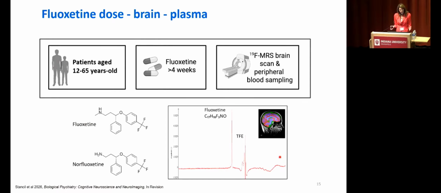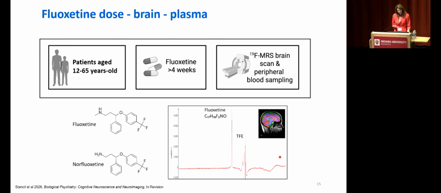So this is a study that we did both in adolescents and adults. We started first in an adult cohort to optimize methodology, and then we extended it to our adolescents between the ages of 12 and 21. All participants were on fluoxetine at a stable dose for at least 4 weeks to reach steady state. And they had a brain scan, peripheral blood sampling, as well as some clinical questionnaires that they completed.